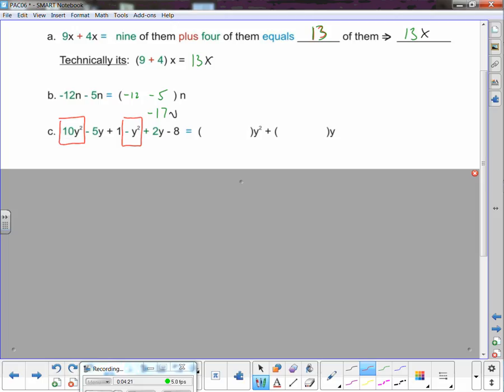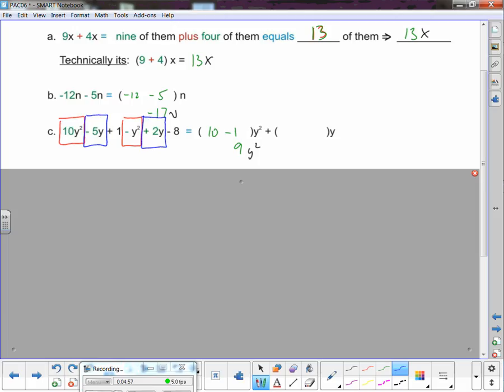Negative 1. So technically, if you were going to write it, it would be 10 minus 1, right? 10 positives and 1 negative leaves you 9 positives. And there's a positive 9 y squareds. We'll do the second one here in blue. The other like terms are the negative 5y. Again, I always box in the sign along with the coefficient term, and a positive 2y.